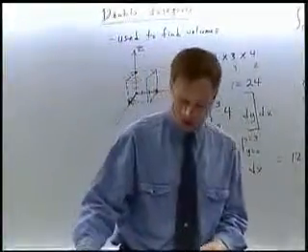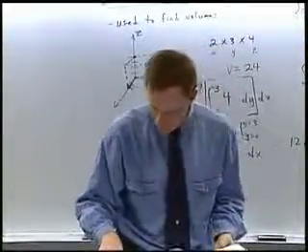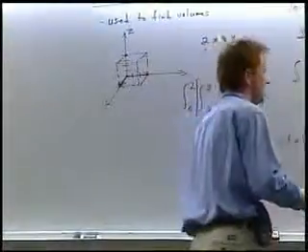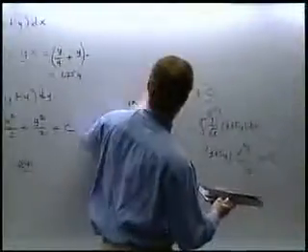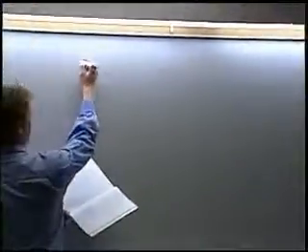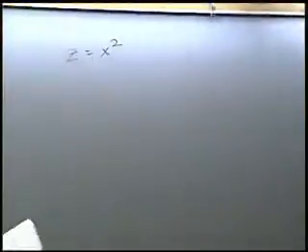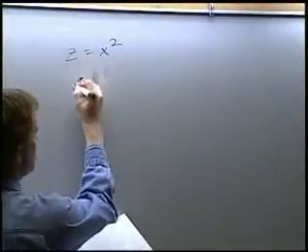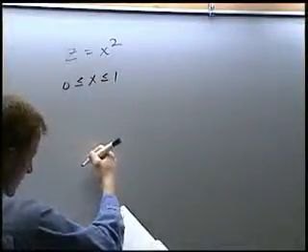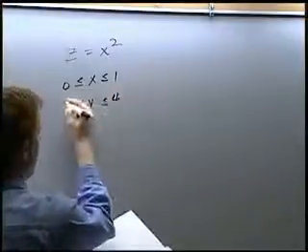Let's look at another example here of finding volume. Okay, make some room here. All right, our equation this time is not going to be a very difficult one again. z equals x squared. And the x's will go from 0 to 1. And the y's will go from 0 to 4.